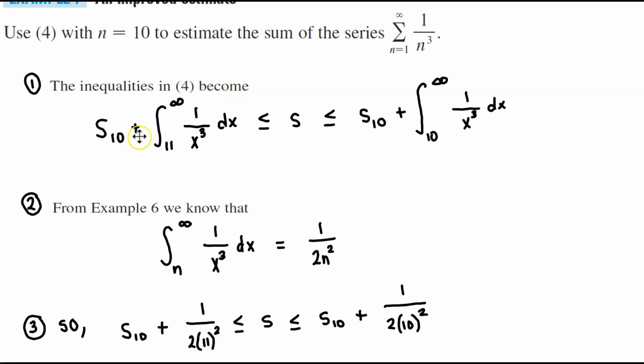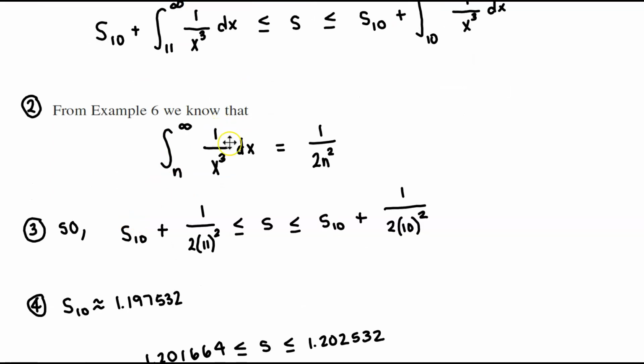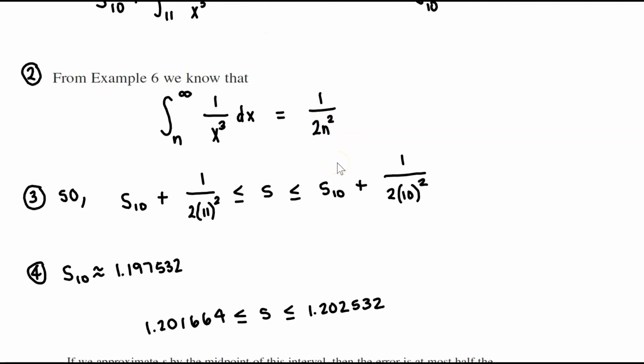S subscript 10 plus the integral of 1 over x cubed dx from 11 to infinity, because that is n plus 1 here. And over on the right side, we have S subscript 10 plus the integral from 10 to infinity of the function 1 over x cubed dx. Now, from example 6, we know that the integral of 1 over x cubed from n to infinity was equal to 1 over 2n squared. So we can say S subscript 10 plus 1 over 2 times 11 squared is less than or equal to S, which is less than or equal to S subscript 10 plus 1 over 2 times 10 squared.